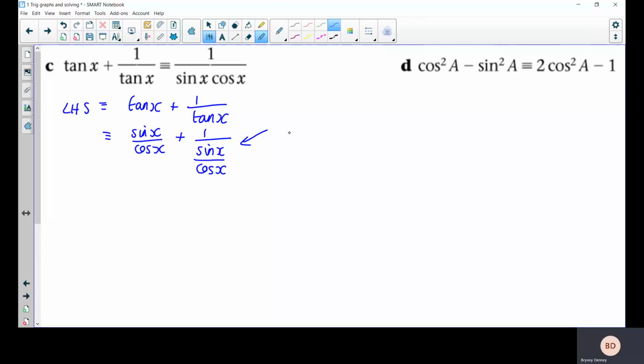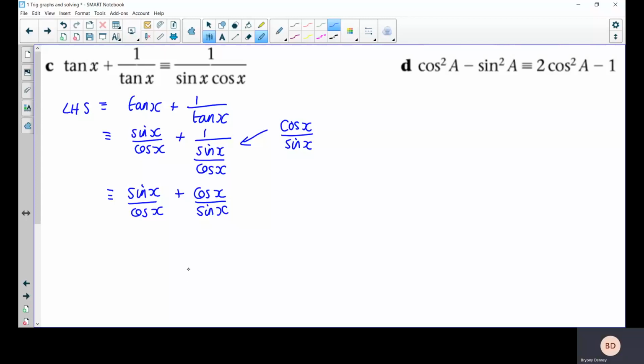This is 1 over sine x cos x. Sine x over cos x, sorry. A 1 over the other fraction. So it's like doing the reciprocal of the fraction. If you define the reciprocal of this, you flip the fraction. So that's how I would write it that way. So sine x over cos x plus cos x over sine x. That's what I'm going to be left with.